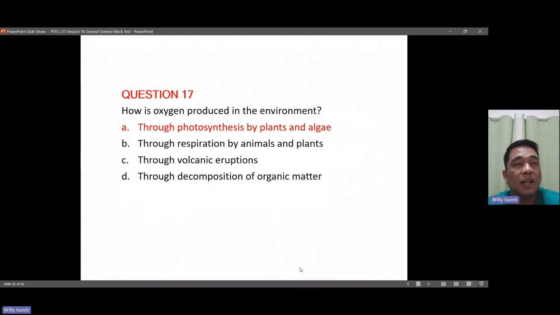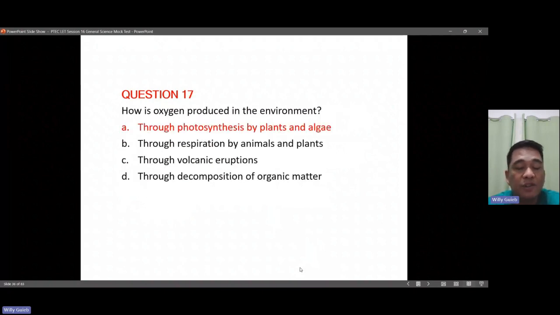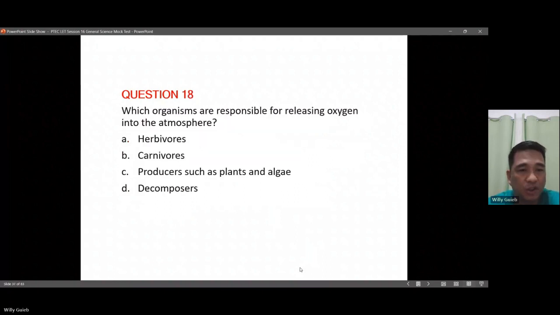We have to take note, nitrogen and oxygen combine for roughly 98 to 99% of the entire atmospheric content, and the remaining 1% is for other gases. Scientists believe that the algae and plants in the early Earth gave that much oxygen to our atmosphere. Question 18, which organisms are responsible for the releasing of oxygen in the atmosphere? Herbivores, carnivores, producers, or decomposers?